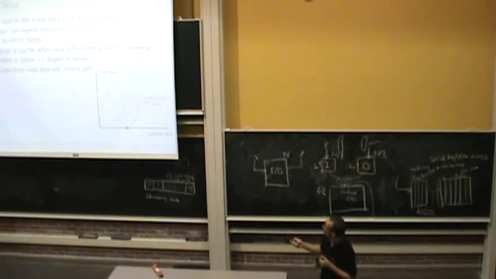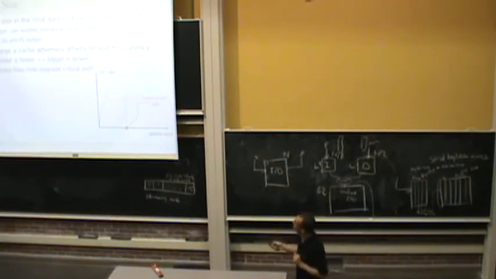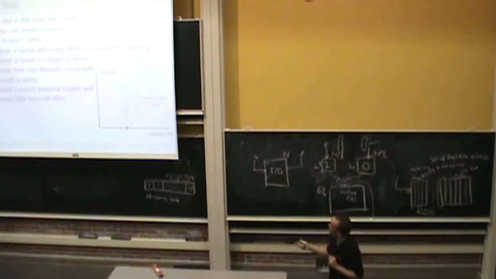If you plot performance, actually, this could be a curve like this, right? Potentially. Not exactly, because you have hit and miss latency, right? If you have too large of a cache, now you're increasing your hit latency. And you're also increasing your miss latency. And you may degrade your critical path as well. Too small a cache, you only exploit temporal locality well, and useful data is replaced often.